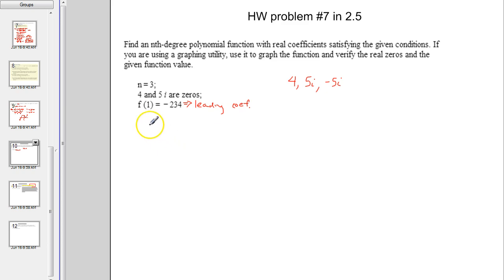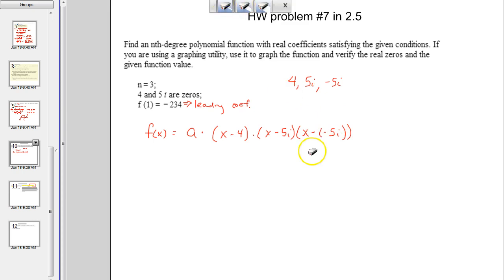Okay, so what we're going to do is we're going to say our function is going to look something like a, some number, times x minus 4 times x minus 5i times x minus negative 5i. Alright, but instead of minus negative, I'm going to write that as x plus 5i. Minus a minus is a plus. Same for the complex numbers.